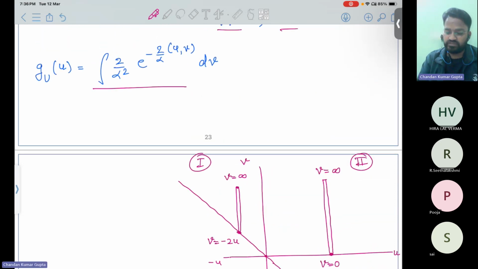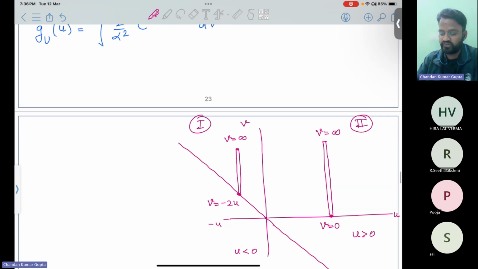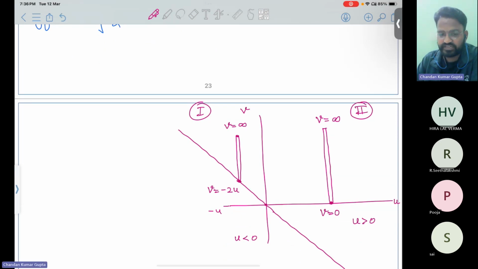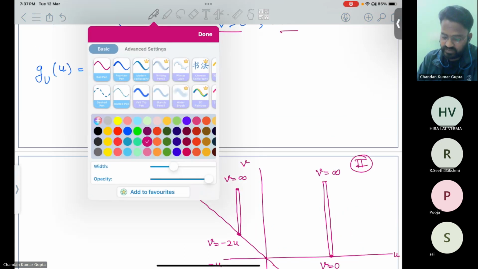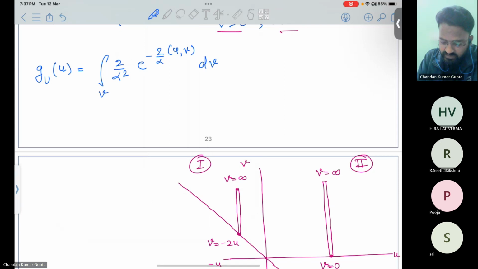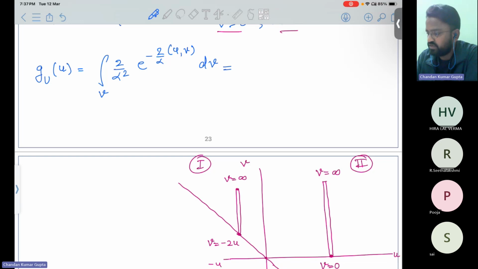Because we partition this into two different cases: for u greater than 0 and for u less than 0. If anyone has any doubt, please ask. Okay, so this is our marginal PDF of u. Then we may calculate for the two different cases.